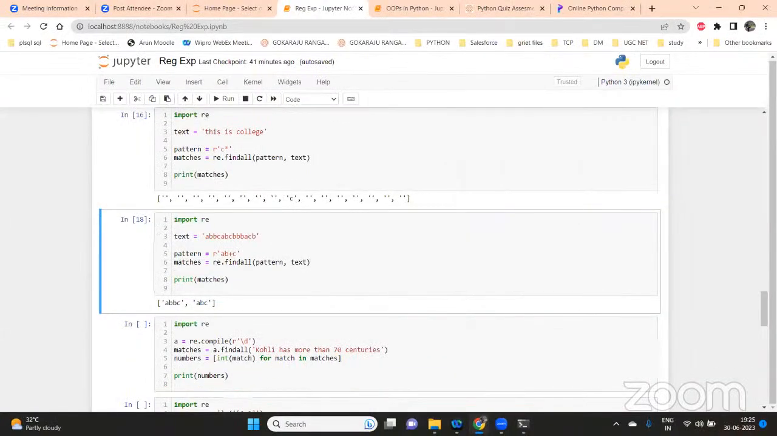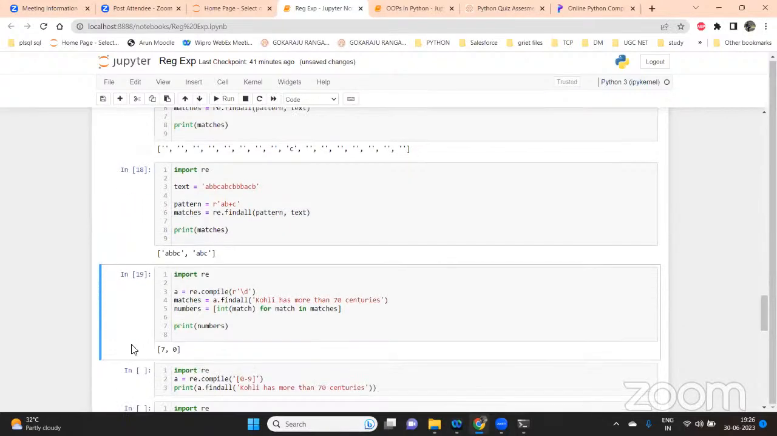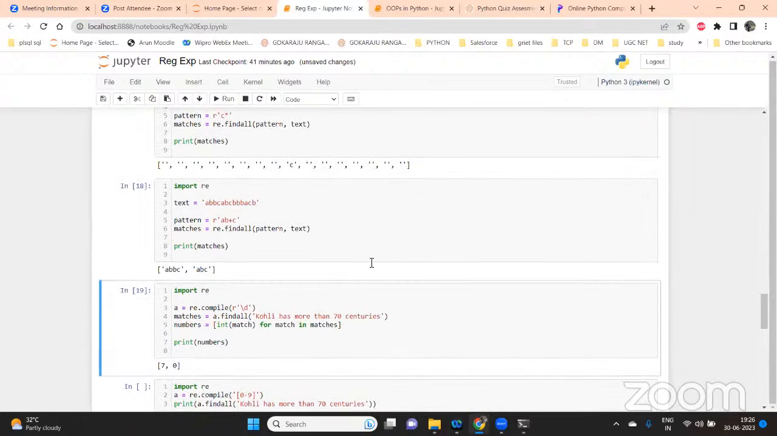Okay, let me see the answers. We have a few answers. Seven zero seven seven with single quote 70. Some people gave 7 and 0. Okay, so let us understand this. So who gave the correct answer? Satvika Reddy.